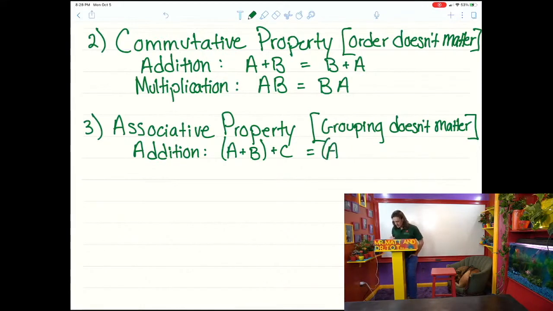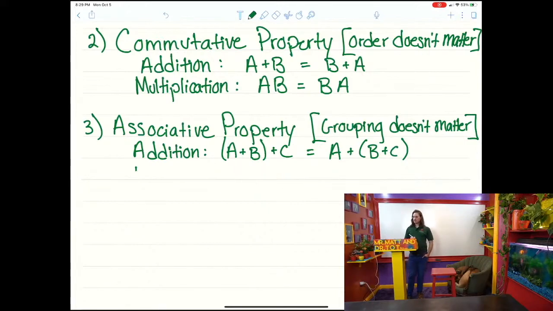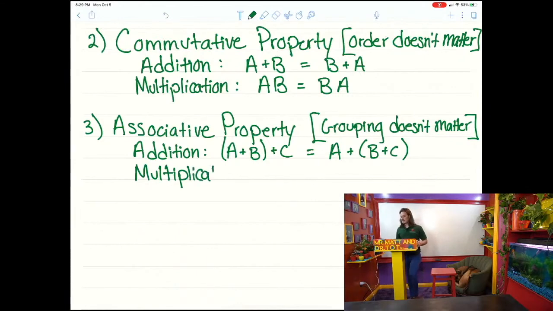For multiplication, we could say A times the quantity B times C must be equal to the quantity A times B, times C. So it doesn't matter which way you put the parentheses, these will be equivalent statements no matter what. If you have any questions, please let me know.